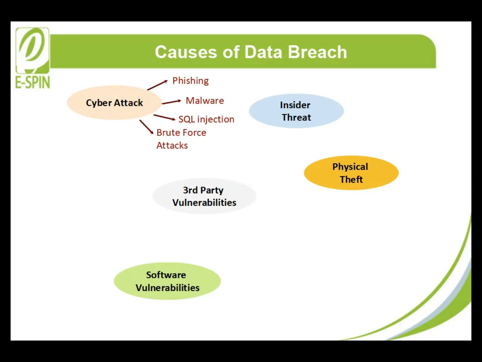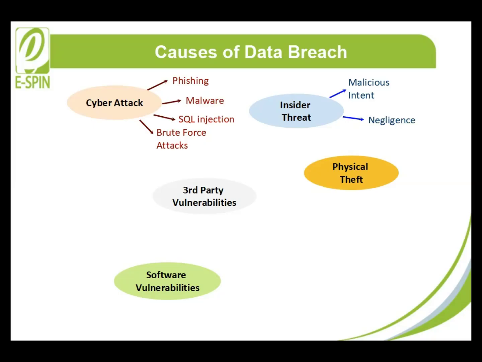Next, insider threats. These refer to risks from individuals within an organization who already have legitimate access to data. There are two main types. Malicious intent, where employees or contractors intentionally misuse their access for theft or sabotage, and negligence, where poor security practices cause breaches, such as using weak passwords, failing to encrypt sensitive data, or improperly disposing of devices or documents.